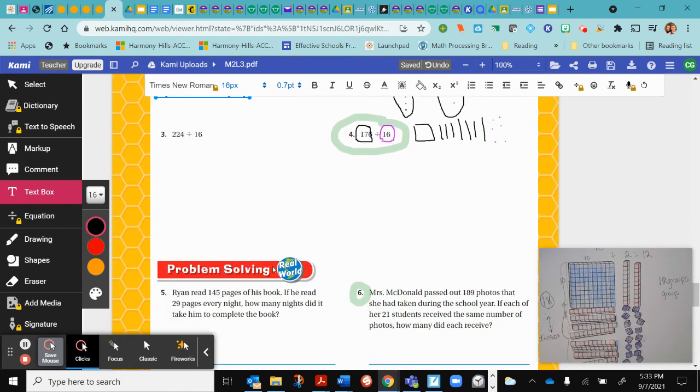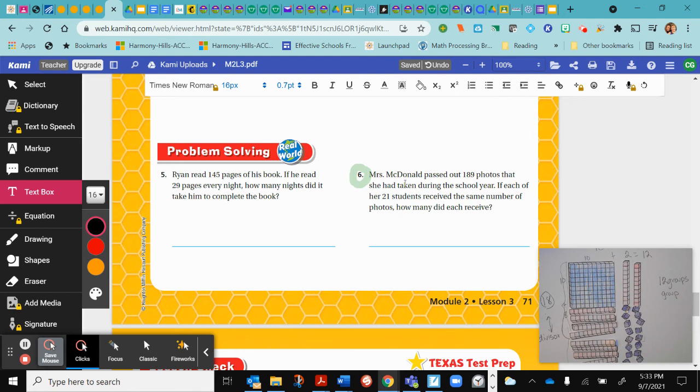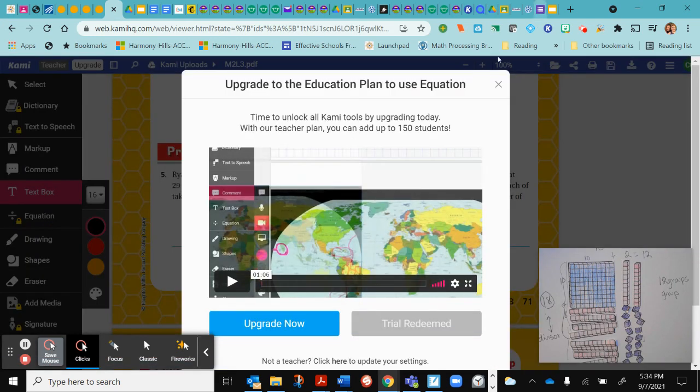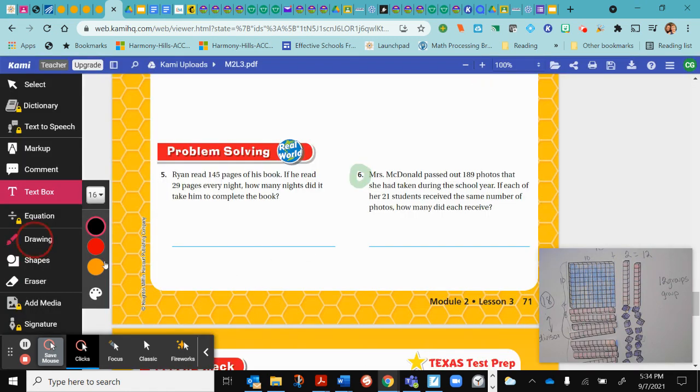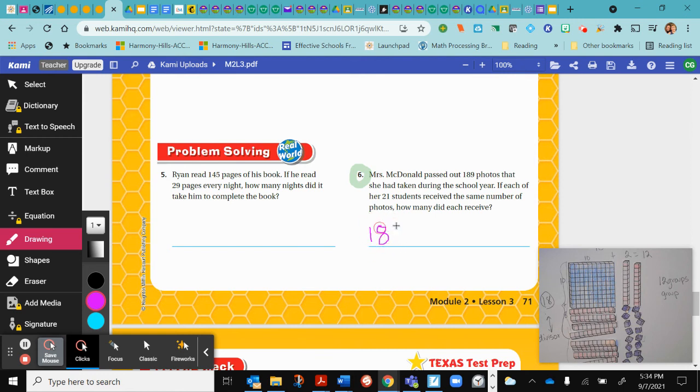All right, and then once you're done with that, Mrs. McDonald passed out 189 photos that she had been taking during the school year. If each of her 21 students received the same number of photos, how many did she receive? So on this one right here, what's going to be the equation? Nope, I don't want to do that one. So you're going to have 189, and this one you can just divide it up. There's 21 students. They each receive an equal amount.